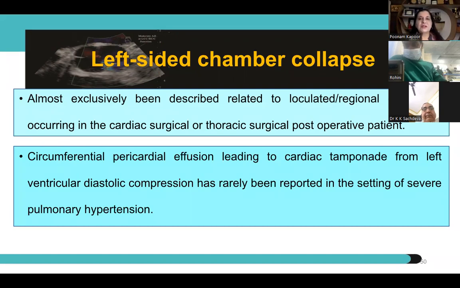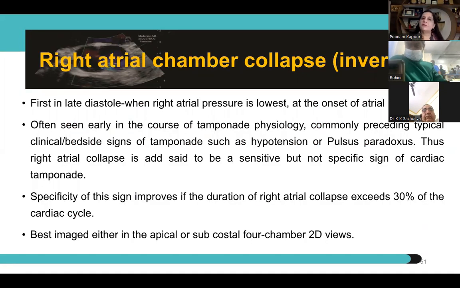So left-sided chamber collapse almost exclusively would be defined only when the oblique sinus, which is just behind the LA, is enlarged. When you have something like that and it becomes loculated, then you can have a collection beyond the LA. Otherwise, a circumferential pericardial effusion leading to a tamponade with ventricular diastolic compression has not been reported very commonly, but pulmonary hypertension with pericardial effusion is very, very common, especially in cirrhosis patients.